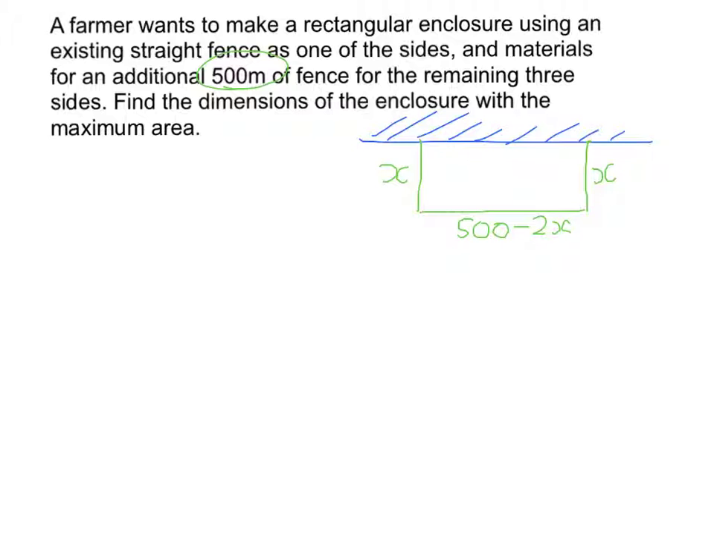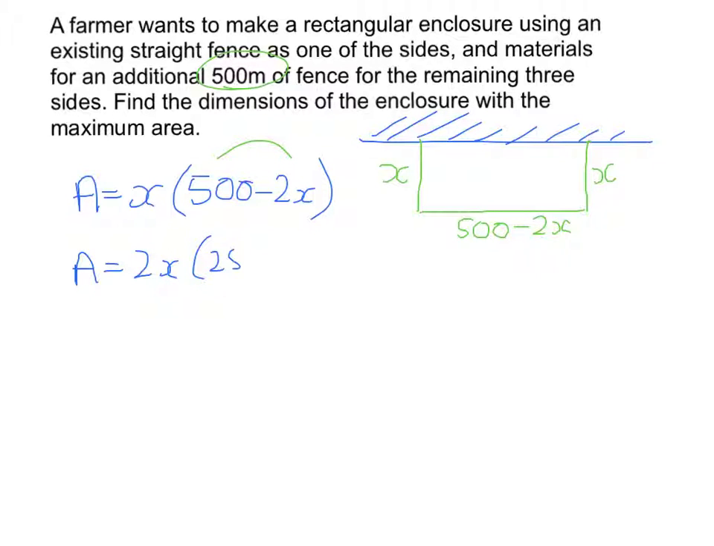So for the area is equal to length times width. So our equation for area will be equal to x multiplied by 500 take away 2x. I can factorise this. 2 is common to both terms inside the bracket there, so I'll bring a 2 out the front of that. A will be equal to 2x, 250 take away x.